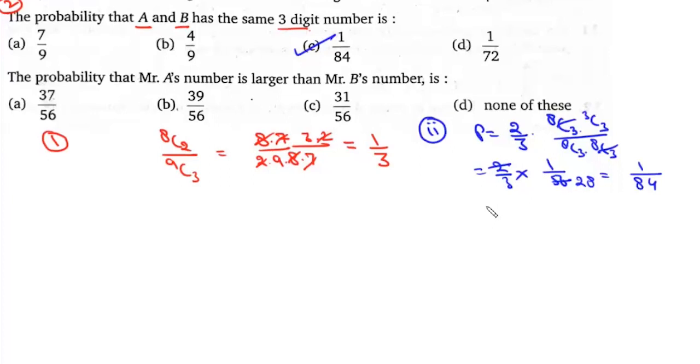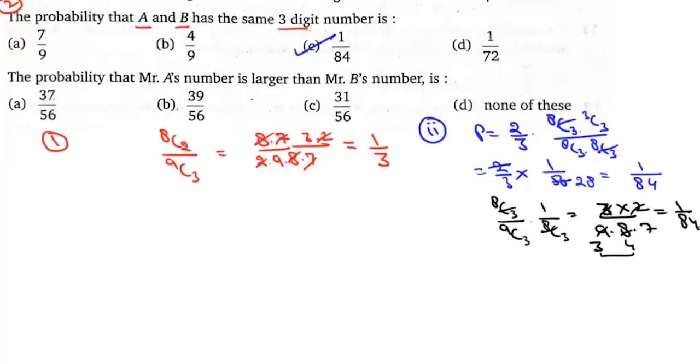Another way of doing it can be, for Mr. A, he must choose any one out of 8. So it will be 8C3 divided by 9C3, and B must choose the same one, so it will be 1 upon 8C3. Now this will cancel. So it is 1, and this is 9, 8, 7. This is 3 into 2. Now this is 3, this is 4, 12. 12 into 7 is 84, so it is 1 by 84.